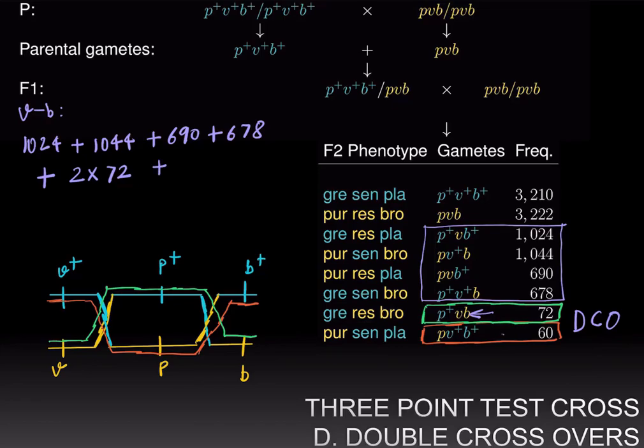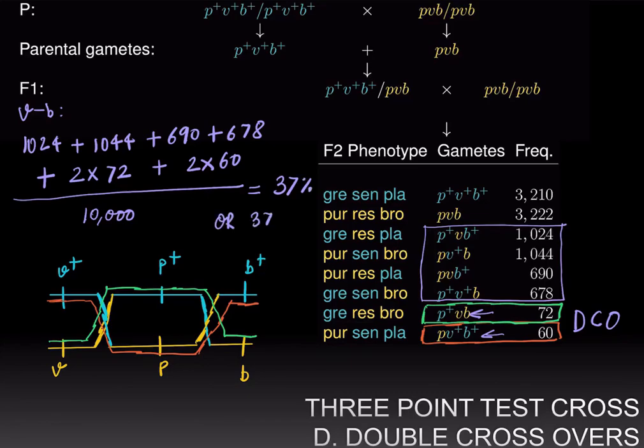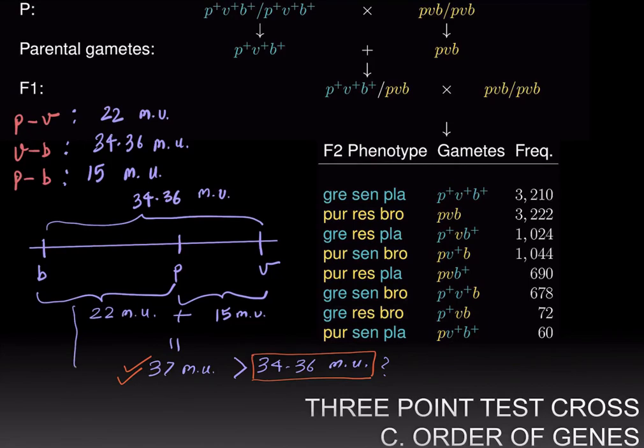And also we must include PV plus B plus, again multiplied by a factor of 2, since this is also the result of a double crossover event, and divide that by 10,000. And if you work the math out, it will turn out to be 37%, or 37 map units, which is identical to the estimate obtained by adding the distance between P and B and P and V.